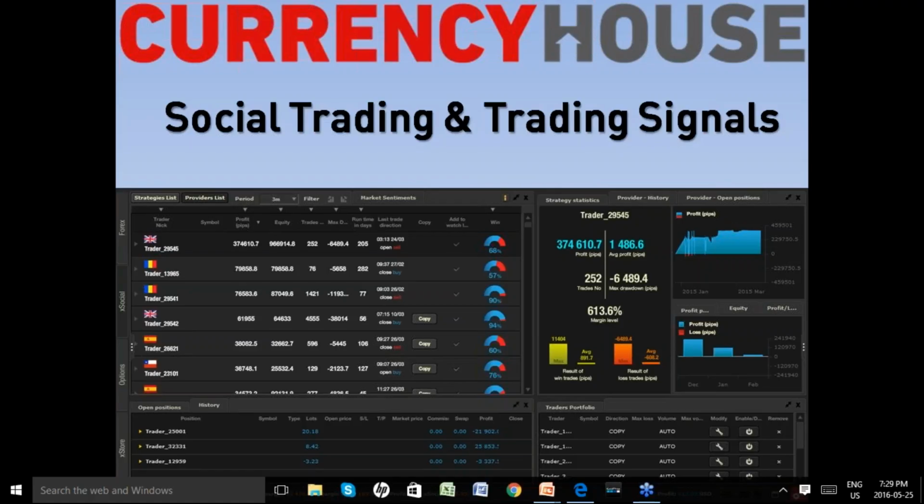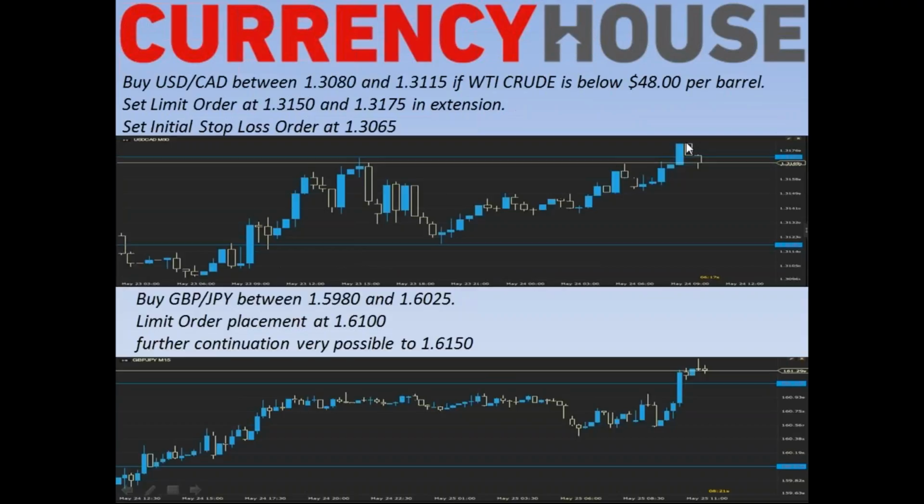So these are quite substantial individuals, and you have the ability to identify these individuals and copy their trading maneuvers. So this is a way for you to not even be at the system and to allow somebody to trade on your behalf. And this is all accessible to you if you trade with Currency House.